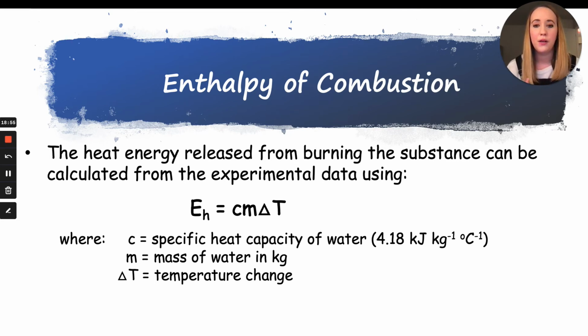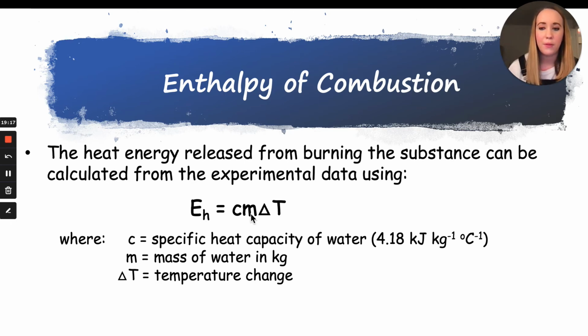So c is a constant, which represents the specific heat capacity of water. And that value is in your data book. It's 4.18 kilojoules per kilogram per degrees Celsius. That's exactly the same as we had at Nat 5, still the same value.